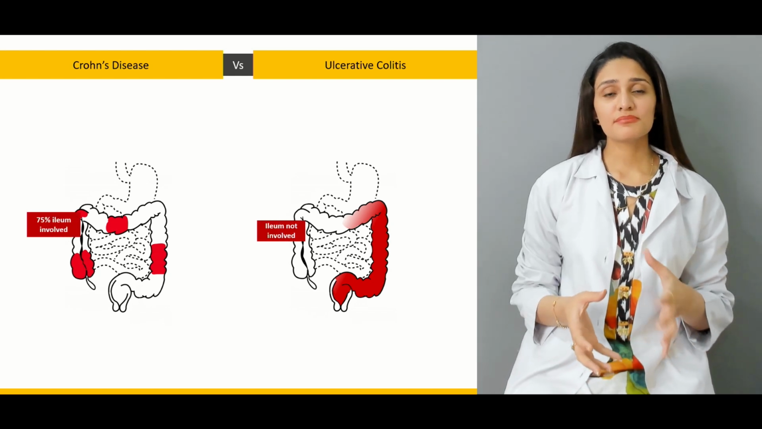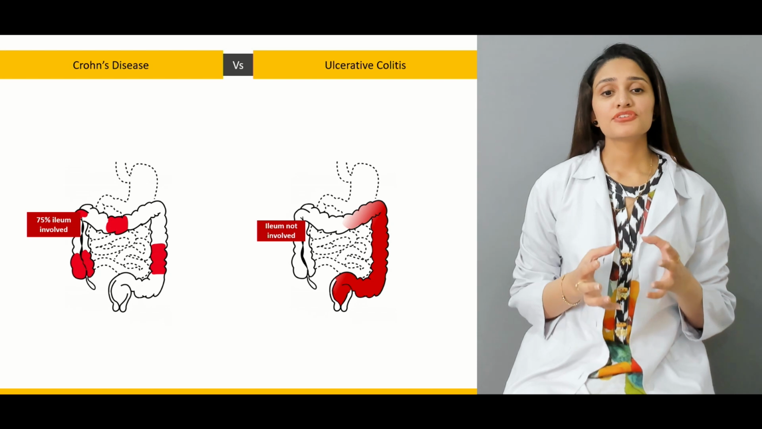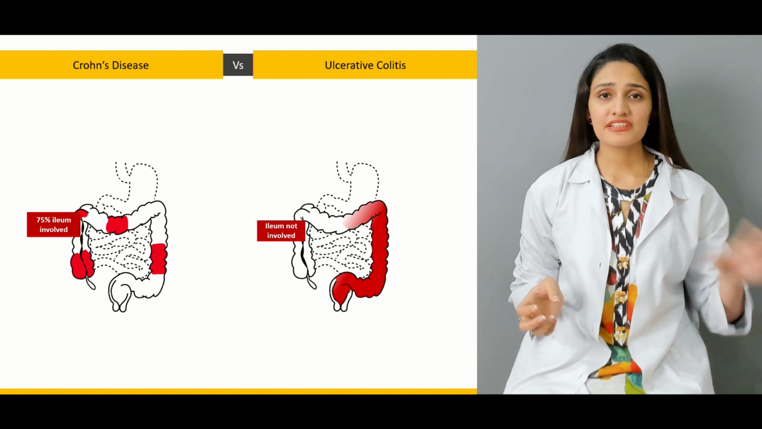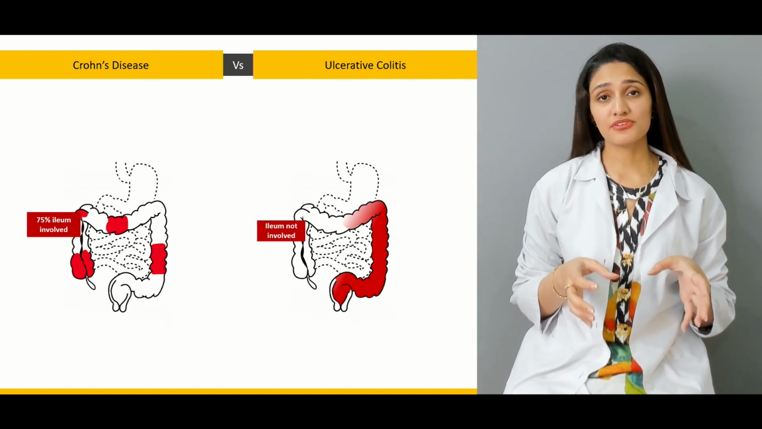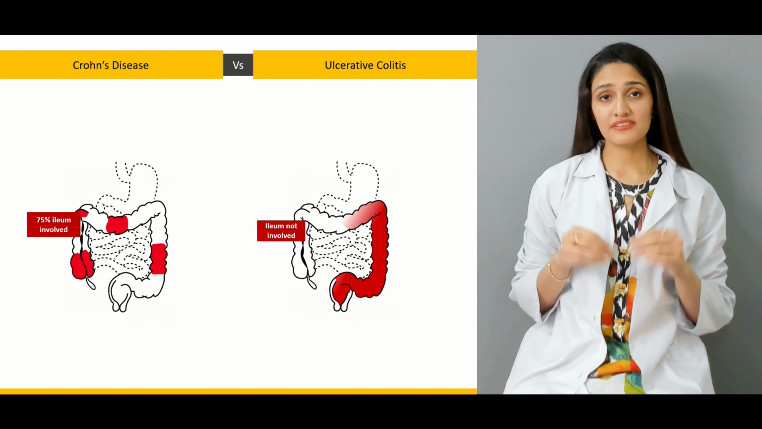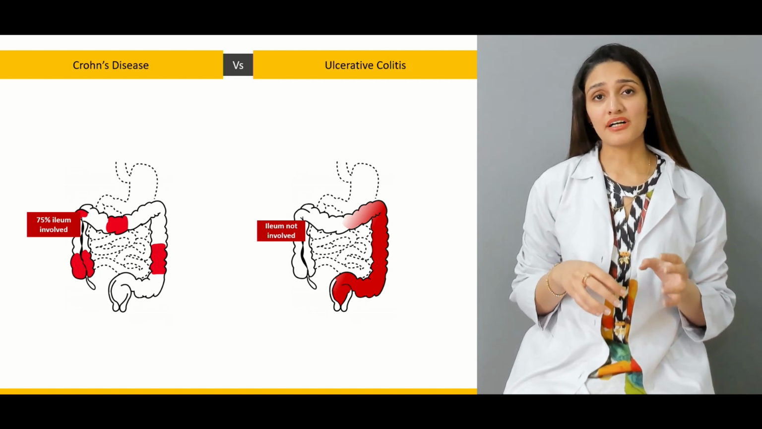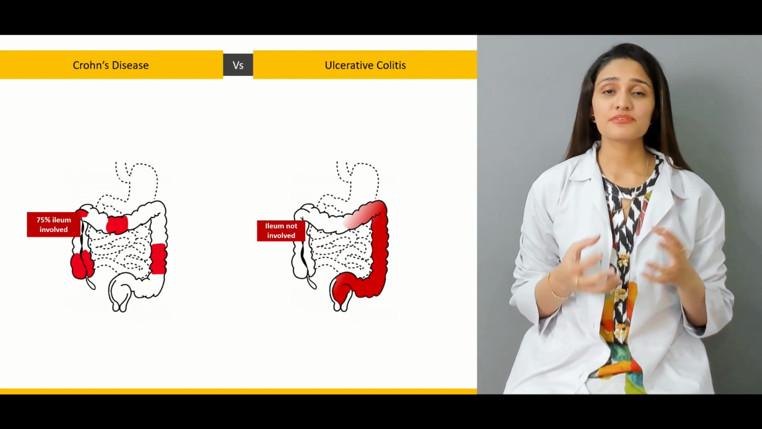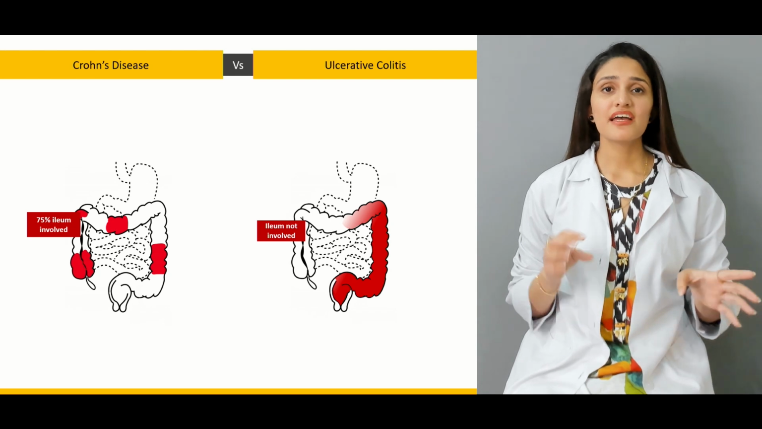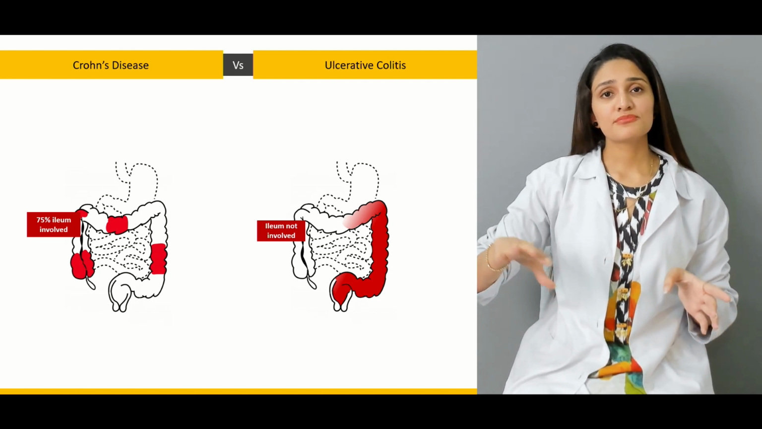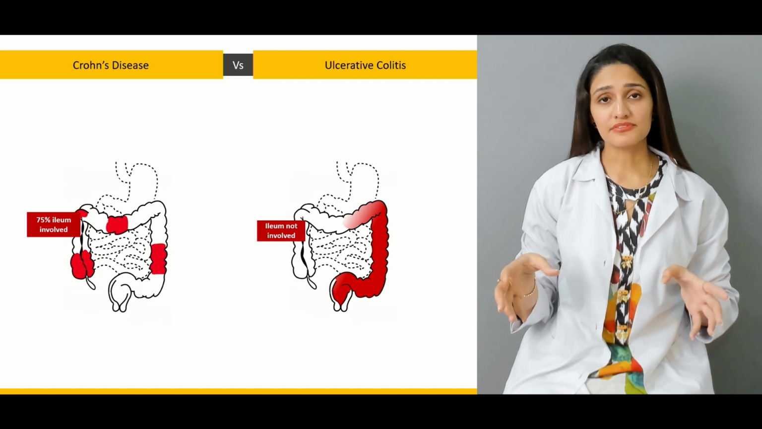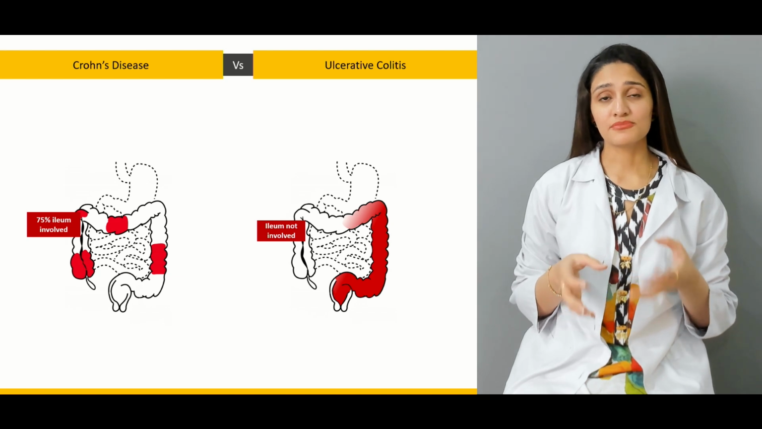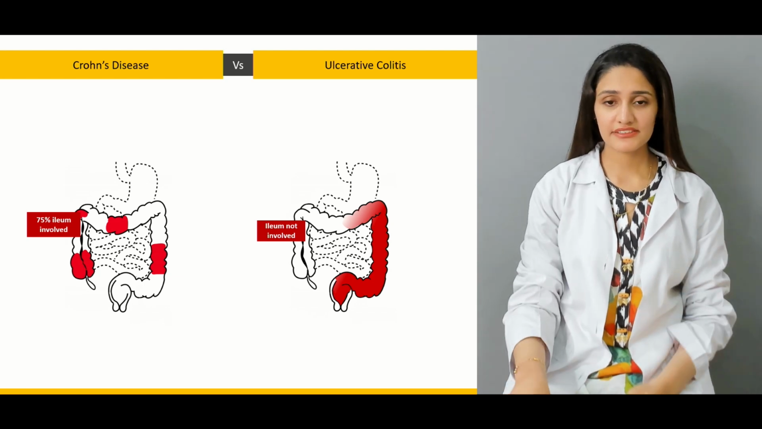Other than that, if we talk about the involvement of the ileum, Crohn's disease can be present anywhere in the alimentary canal. So 75% of the involvement is within the ileum. So the ileum is the part that is most affected. But in ulcerative colitis, the ileum is usually spared, and like I mentioned before, it has more of a distal involvement. So the colon, the large intestine, is mostly involved in ulcerative colitis.